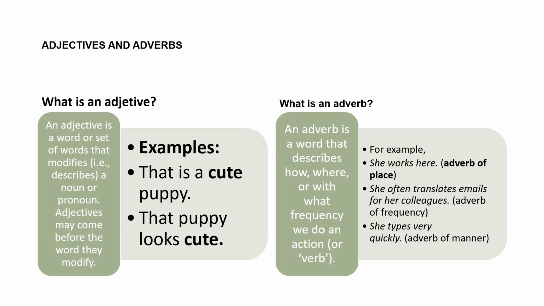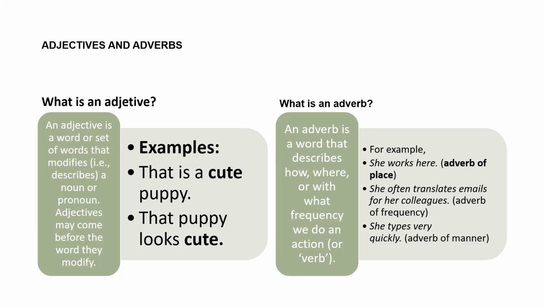The next question is, what is an adverb? An adverb is a word that describes. It is usually used to describe how, where, or with what frequency we do an action or a verb. Here are some examples to get the idea. The first is "She works here." In this case, "here" is an adverb of place because we use this adverb to indicate a position.